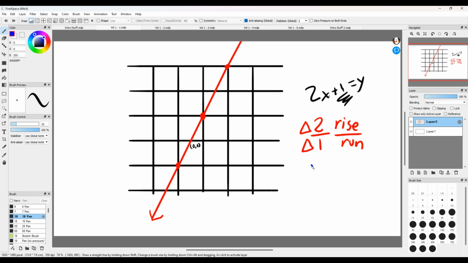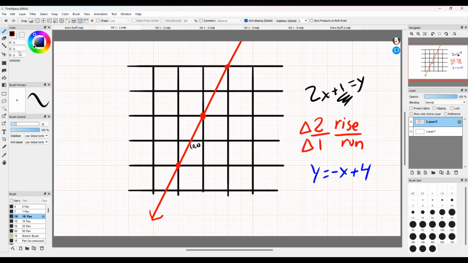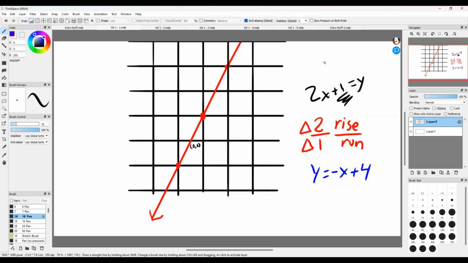Okay, and our second one was y equals negative x plus 4. So we have to go up. Okay, not a problem. We just have to add an extra layer to our graph. Easy as pie. Anyway, so negative x plus 4. You go up 4. 1, 2, 3, 4.